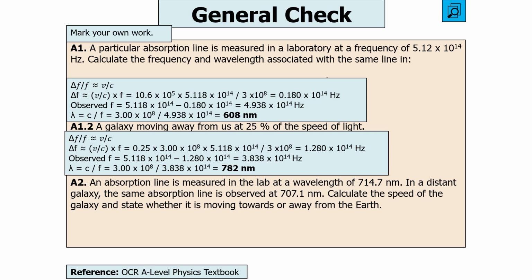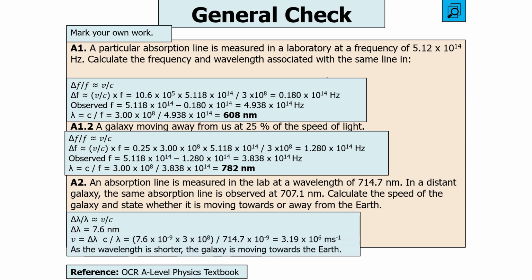Now in this last one, because we've got wavelength and we've not got frequency, we've got to use the wavelength aspect of the equation, which is the change in wavelength over wavelength equals v over c. So the change in wavelength, you can see from the information given, is the difference, so it's 7.6 nanometers. If we work out v, we get 3.19 times 10^6 meters per second. Now we know, because the wavelength that is being observed has actually got shorter, it tells us it must be blue shifting and the galaxy is moving towards the Earth.